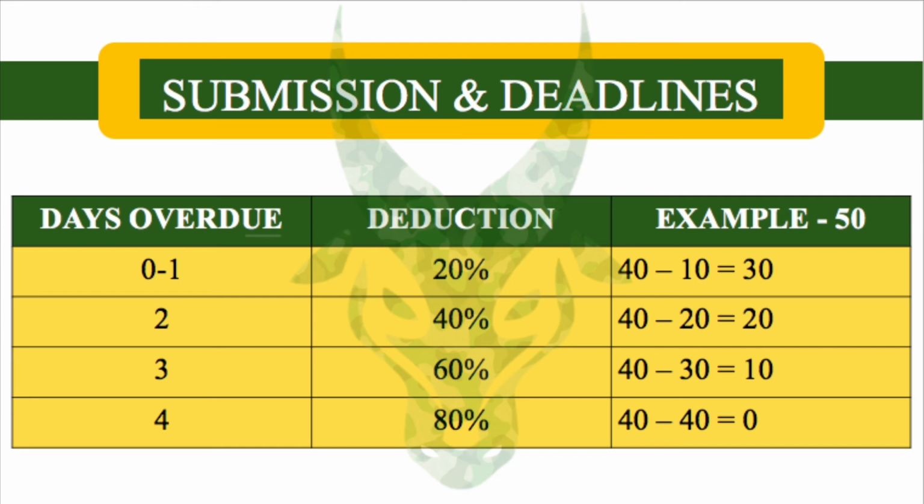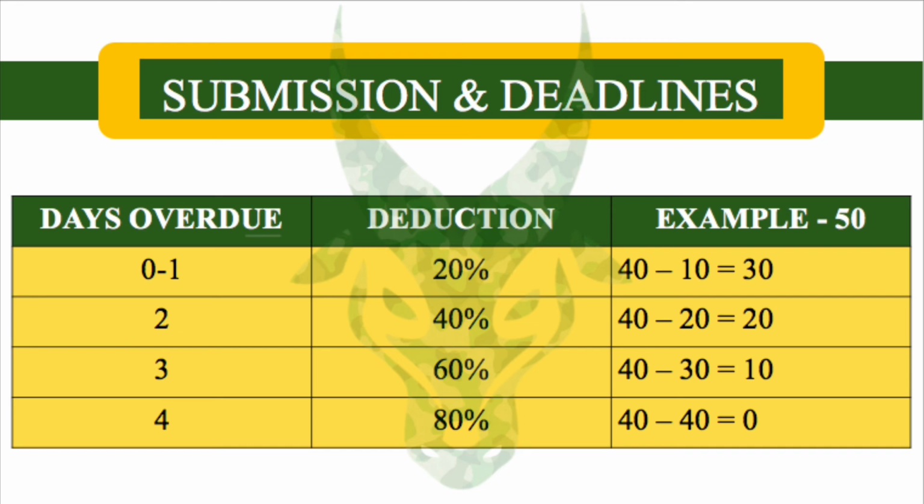And here's an example computation. So 50 points, for example, the highest possible score is 50. And upon grading your submission, you got 40 as your raw score. Okay, so the 20%, we will get the 20% of 50, that is 10. So we will subtract it from your score. 40 minus 10, it's 30. And then the rest will follow.